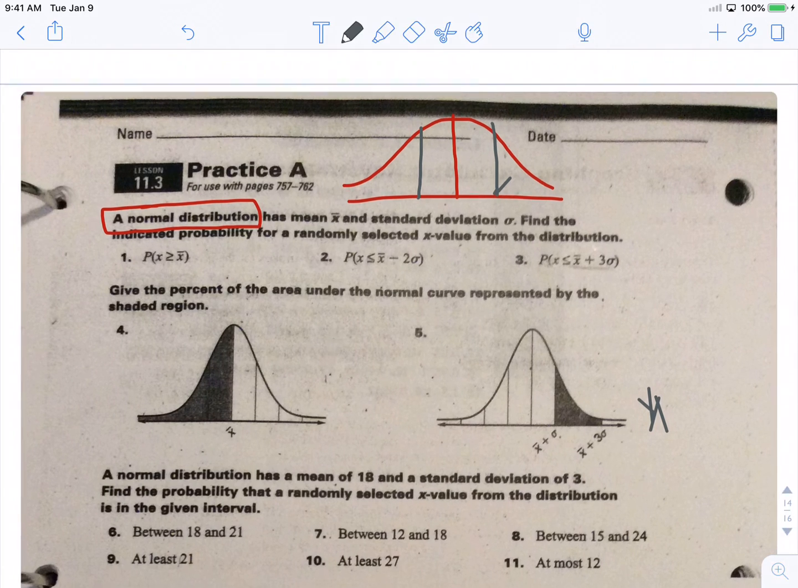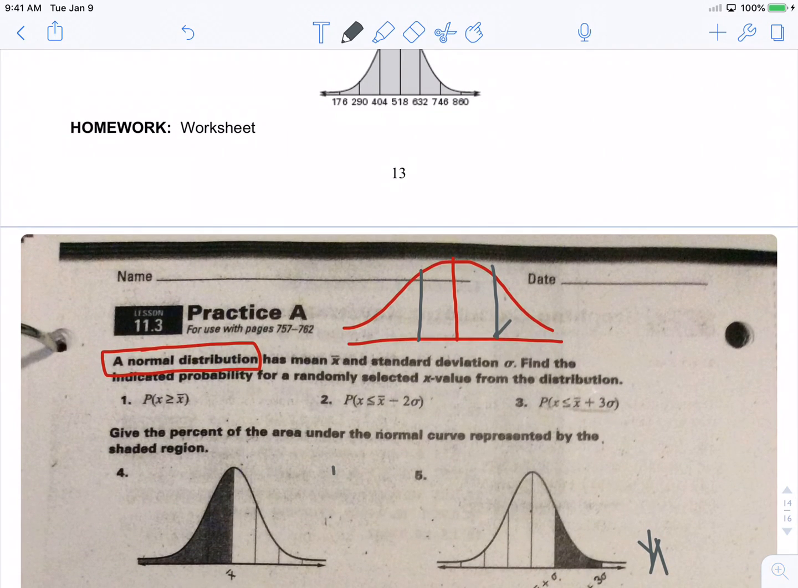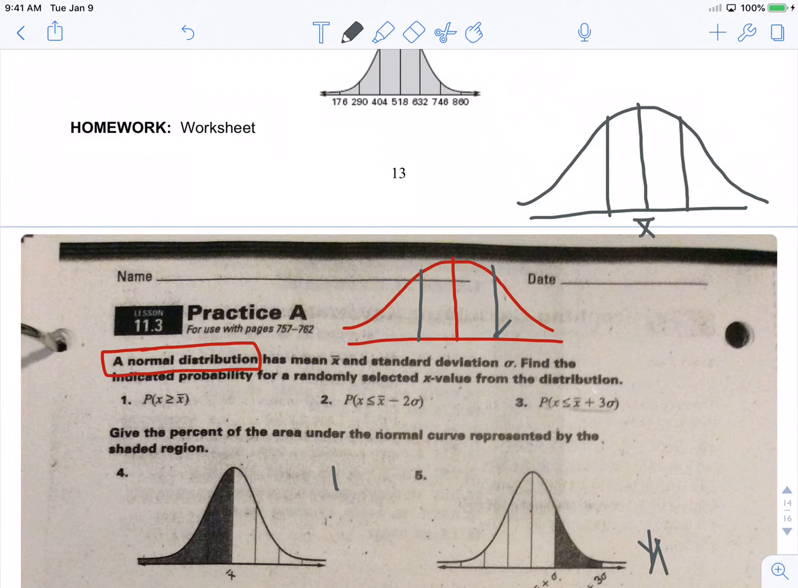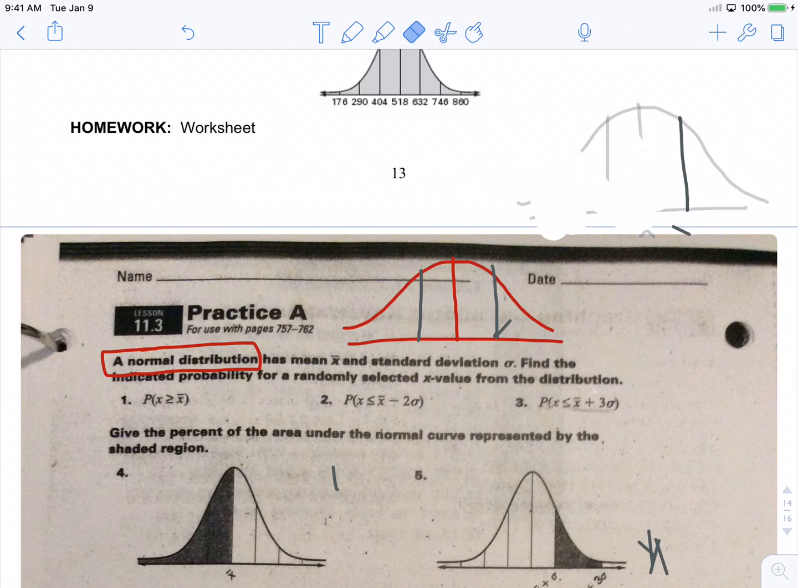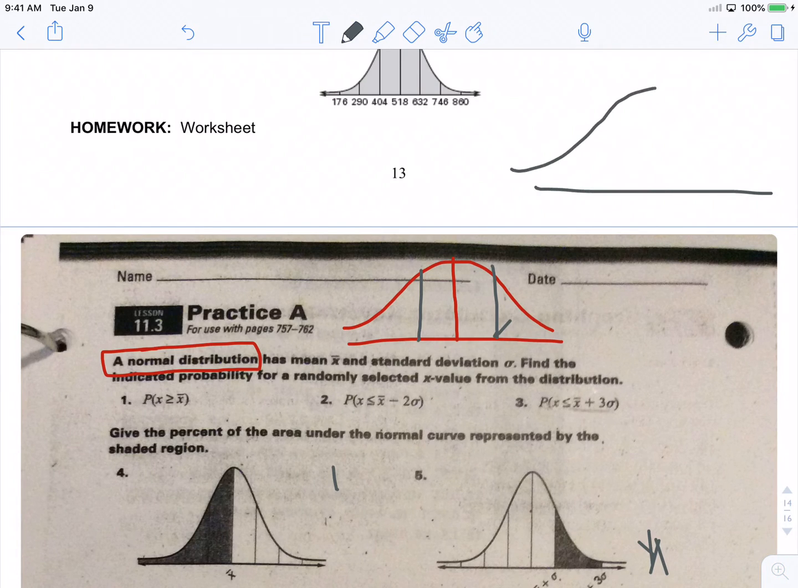I'm going to see if I can go above my picture and draw you an empirical rule here. All right, so I just want to show you the empirical rule drawn out. So there's my mean, 1 standard deviation from the mean. So that means I would have the x plus the standard deviation and the x minus the standard deviation.